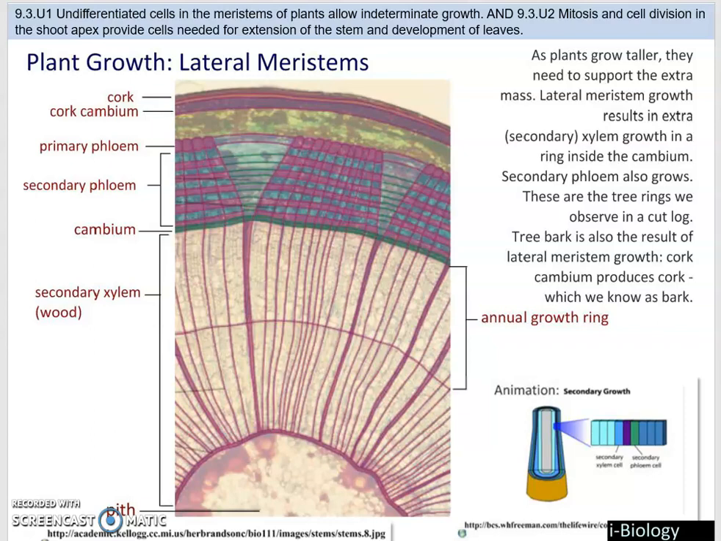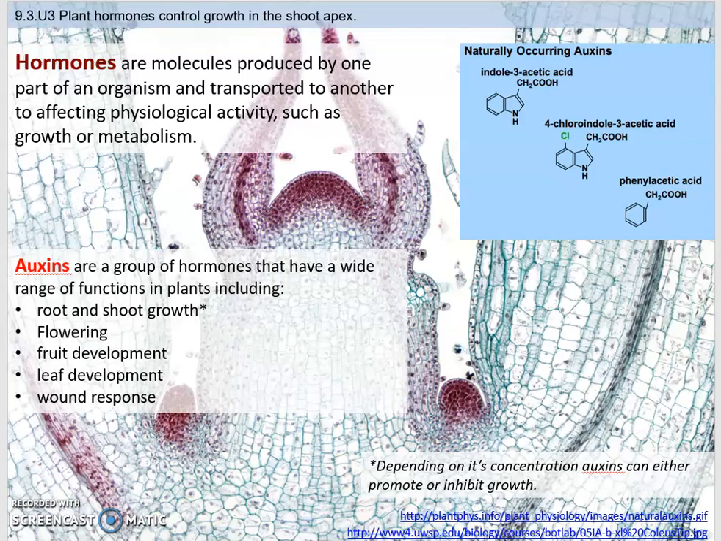And this slide is bringing us on to the idea that all of this mitotic division is controlled by plant hormones. Auxin is a collective term for many different types of hormones which are found in plants. And you can see this long list here that they do all sorts of things. They allow root and shoot growth. And this one is starred because this is what we need to really appreciate for 9.3.